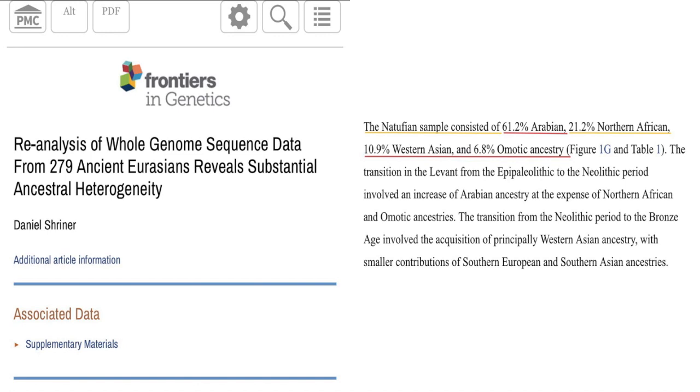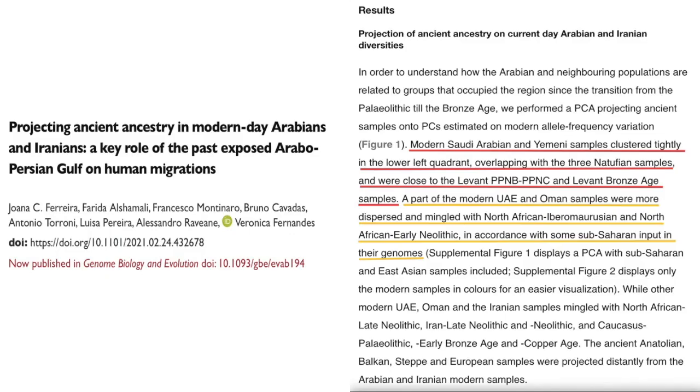The Natufian sample consists of 61.2% Arabian, 21.2% North African, Ibero-Maurusian, 10.9% West Asian, and 6.8% Omotic, which is East African. And this is from projecting ancient ancestry in modern-day Arabians and Iranians. A key role of the past exposed Arabo-Persian Gulf on human populations, and reads, modern Saudi Arabian and Yemeni samples clustered tightly in the lower left quadrant, overlapping with the three Natufian samples, and were close to the Levant PPNB and PPNC.